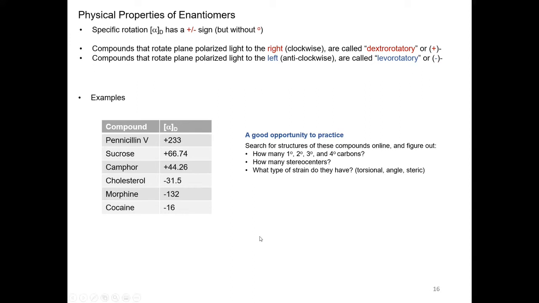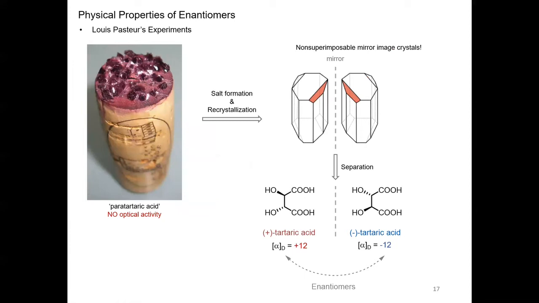All right. So how did people originally find the specific rotation, or the chirality phenomenon? One of the early examples is by Louis Pasteur. What he found is that there is one acid called paratartaric acid. People usually find this on the cork of wines, and it has no optical activity at all.